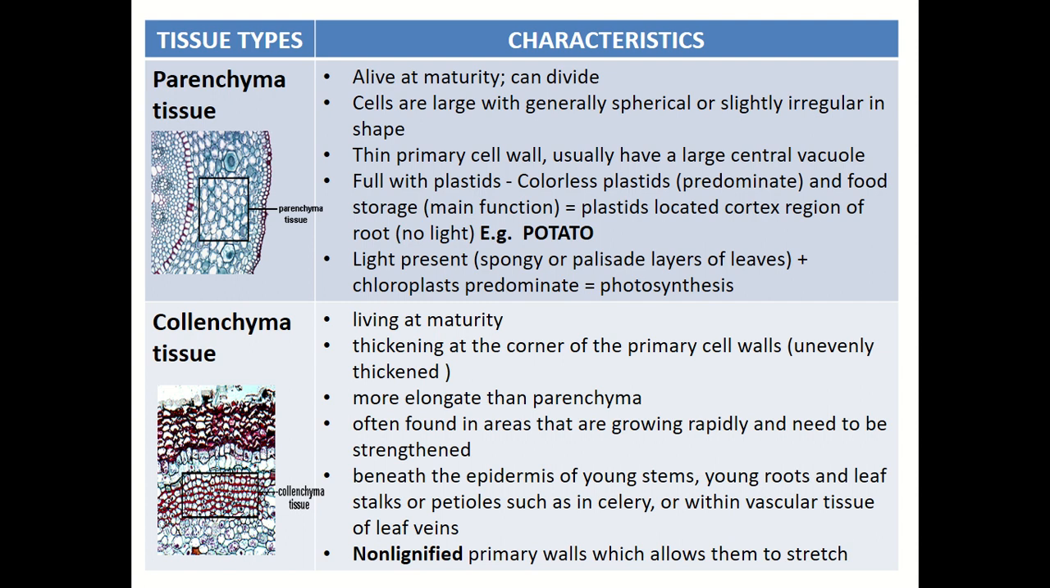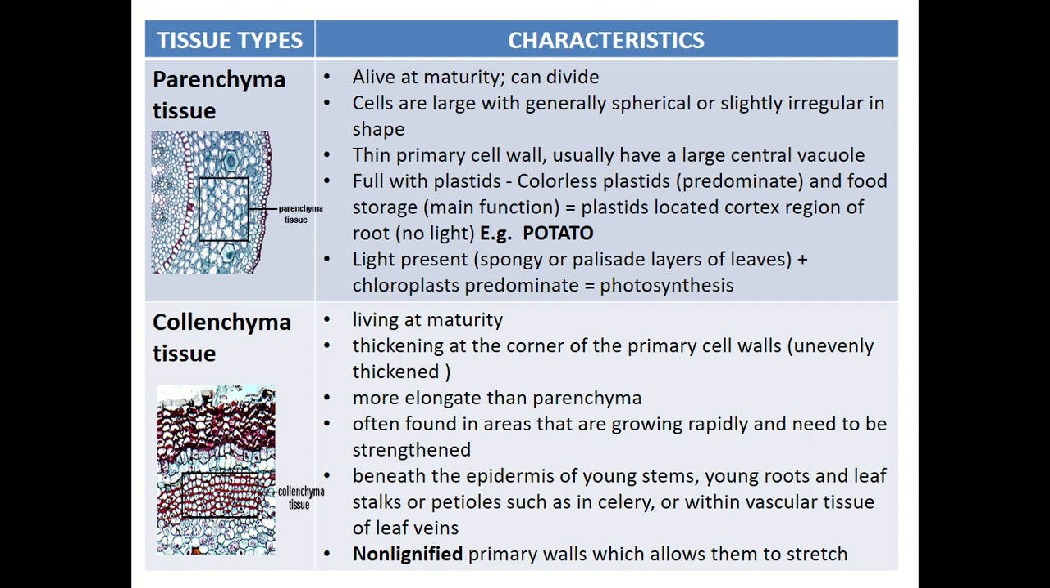Parenchyma tissue cells are alive at maturity and they can divide. The cells are large, generally spherical and slightly irregular in shape. They have a thin primary cell wall, as you can see here. They usually have a large central vacuole and are full of plastids. They are also present in the spongy and palisade cells, and they contain chloroplasts for the process of photosynthesis.